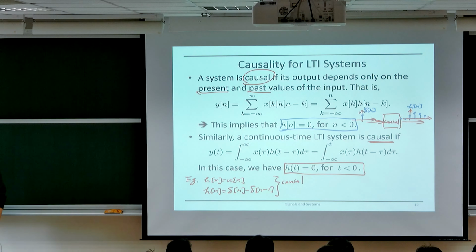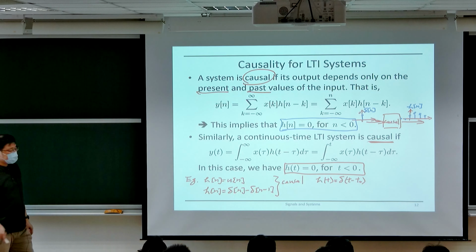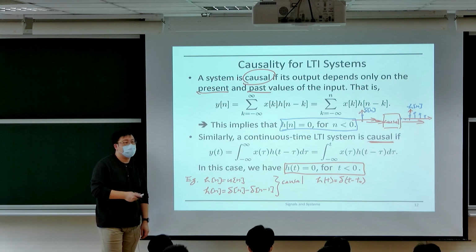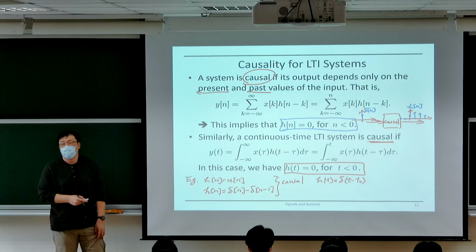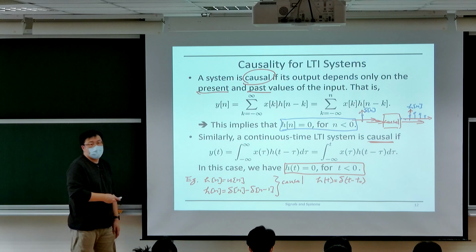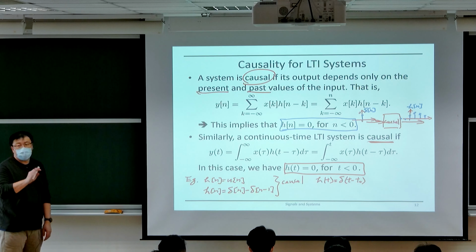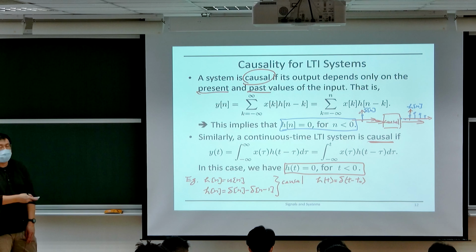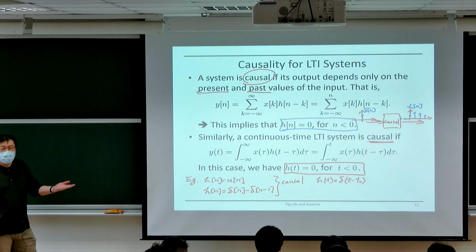Now you can also look at examples in continuous time. So for example, you can take h(t) equal to delta(t minus t naught). Now is this system causal or not? So how many of you think that this system is causal? Raise your hand. And how many of you think it's non-causal?